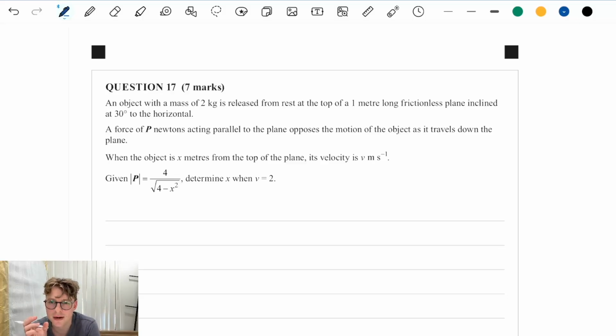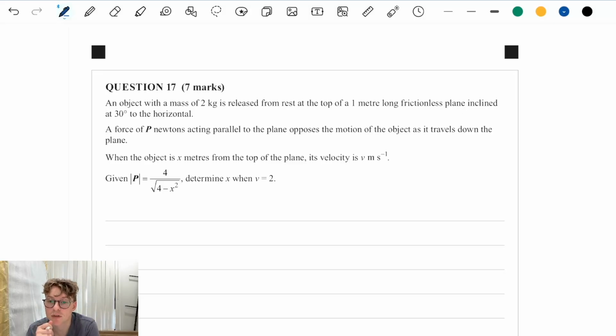When the object is x meters from the top of the plane, its velocity is v. Okay, so we get 2 variables. This is meant to be CF though, right? So, okay. Given the magnitude of p equals 4 over the square root of 4 minus x squared. That looks a little bit like a trig function. Determine x when v equals 2. Determine x when my velocity equals 2.